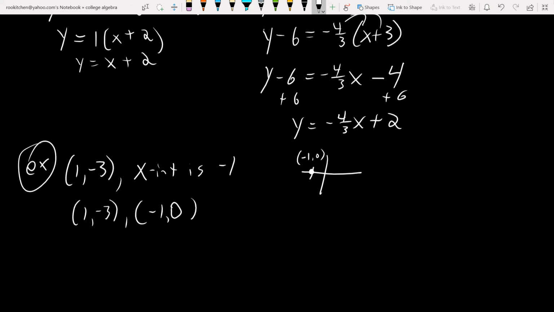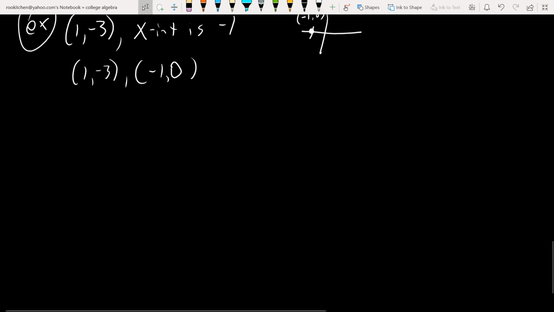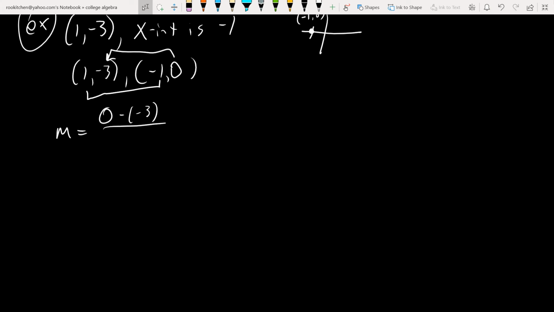And we can proceed like we proceeded in the previous 2 problems. Right, so my slope, 0 minus negative 3, all over negative 1 minus 1. And if I'm going too fast, just pause the video and catch up. Or try to pause the video and see if you can do it on your own, and then check with my work. Okay. 0 minus 3 is positive 3. Negative 1 minus 1 is negative 2. So we get negative 3/2.